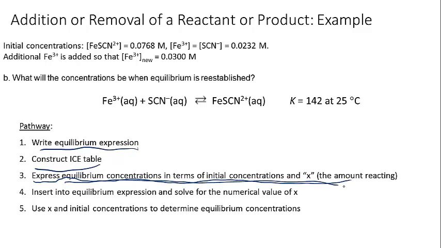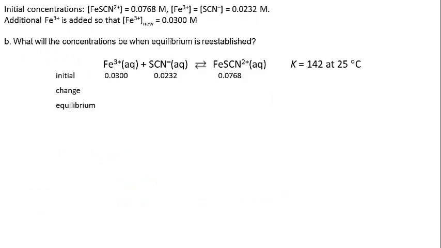Then we're going to insert these terms based on initial concentrations and the amount reacting into the equilibrium expression and use the equilibrium constant K to determine the value of X. And for the most part, you'll find this the hardest step because sometimes it involves a fair amount of algebra and using the quadratic equation. And then once we have X, then it's easy. We use X in the initial concentrations to determine the equilibrium concentrations. So let's see how this works.